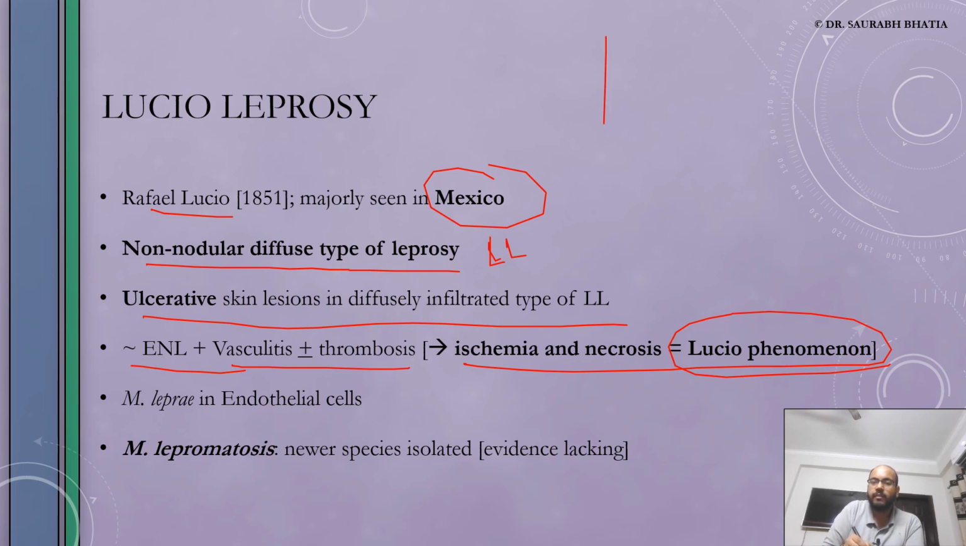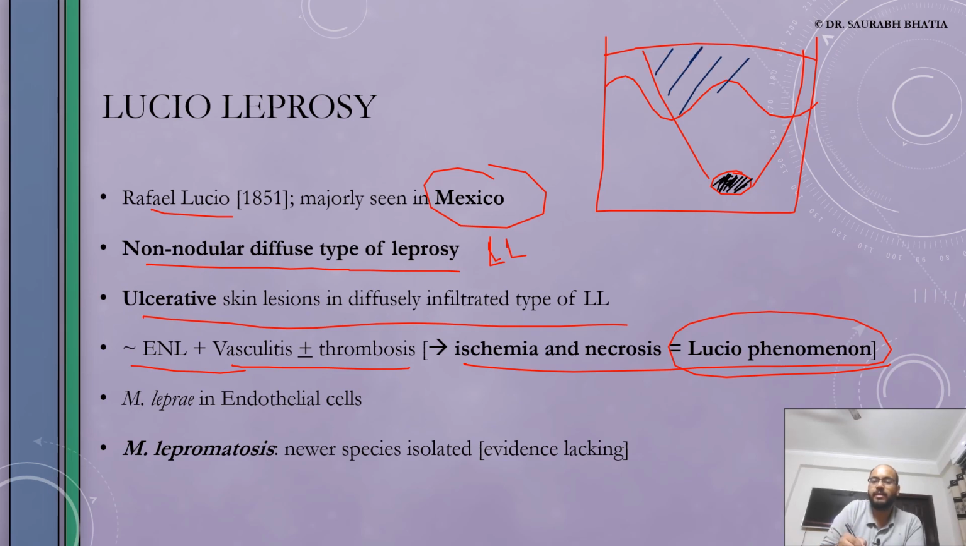So if you have a biopsy like this, and you have the dermoepidermal junction, and this is the epidermis, and you have a vessel here, let's say in Lucio phenomenon, because of thrombosis, this vessel gets blocked. So if this vessel gets blocked, the entire area supplied by the vessel gets ischemic or necrosed. So this whole area will be ischemic, and this ischemia or necrosis is Lucio phenomenon. And you see diffuse ulcerations.